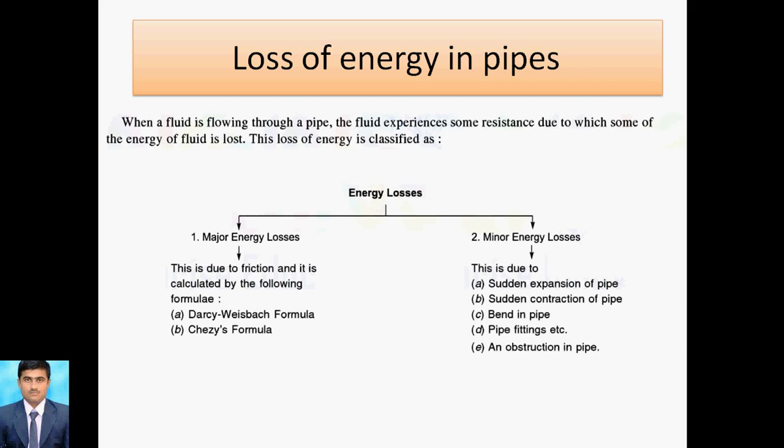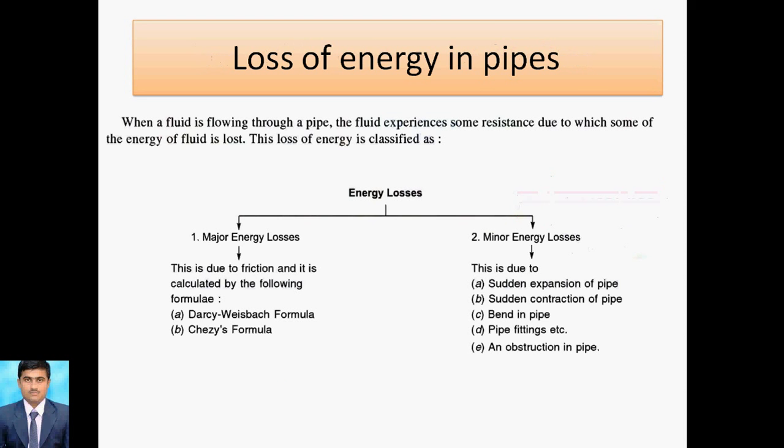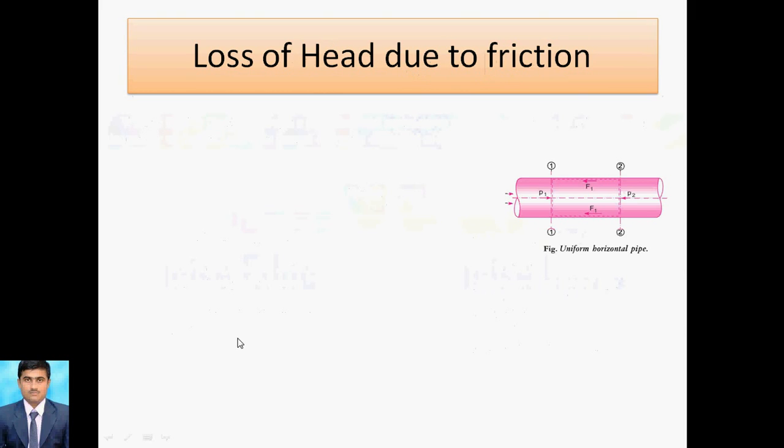Now we will discuss the loss of head due to friction, that means major loss. First of all we calculate the Darcy-Weisbach formula, which we already mentioned, so we discuss this first. Major loss is calculated by the Darcy-Weisbach and Chezy's formula. First we discuss the loss of head due to friction by the Darcy-Weisbach formula. Here we will discuss the expression for loss of head due to friction.